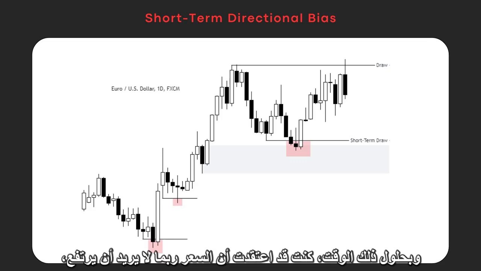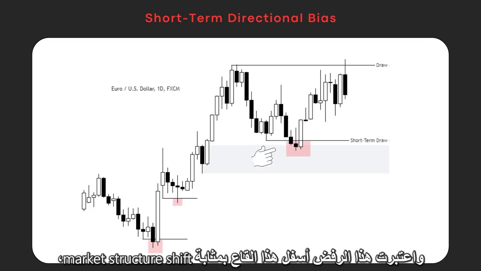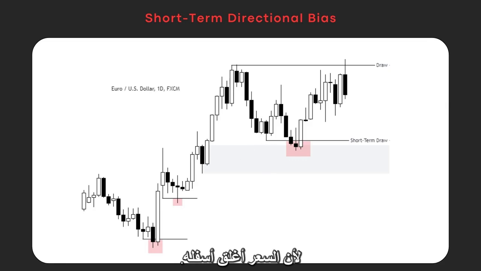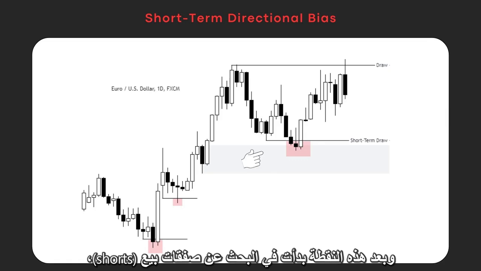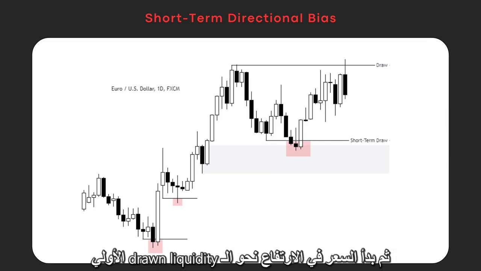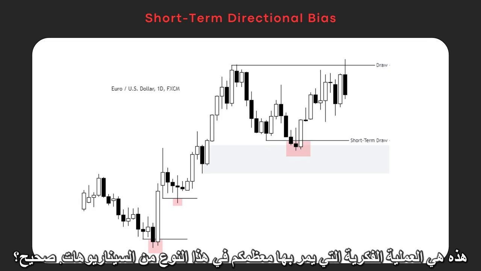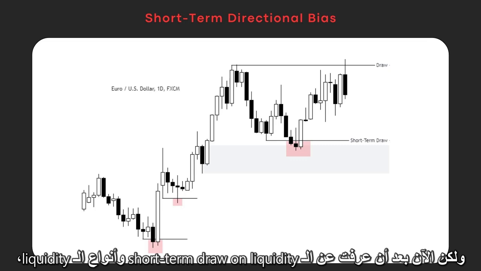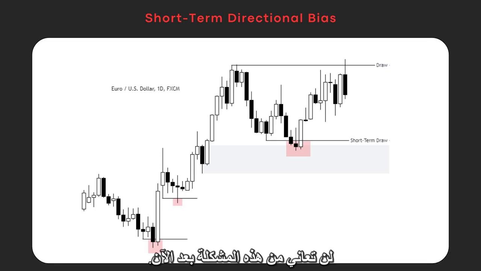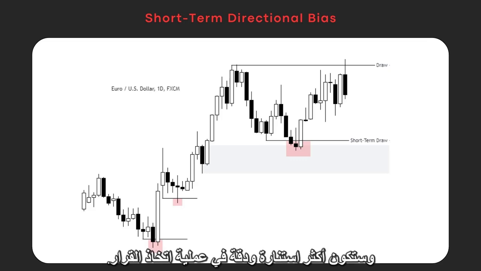And by then I thought that maybe price doesn't want to go higher, and I took this rejection below this low as a market structure shift because price closed below it. And then after this point I started looking for shorts, and then price started going higher towards the initial drawn liquidity I had, right? This is the thought process that most of you have in this sort of scenario, right? But now that you know of the short-term drawn liquidity and the types of drawn liquidity, you wouldn't struggle with this problem anymore, right? And you would be a lot more informed and accurate in your decision making process.